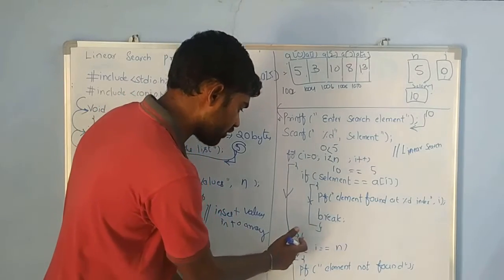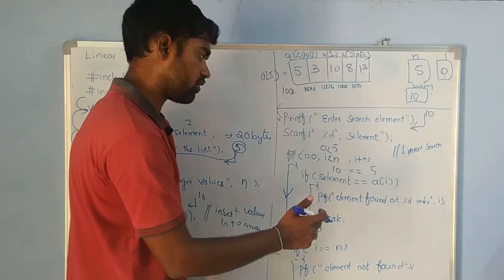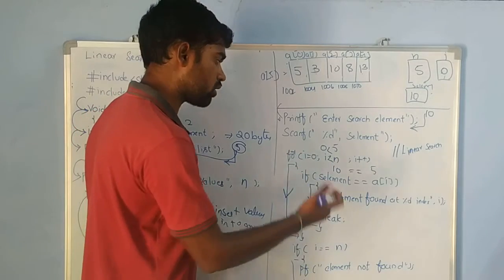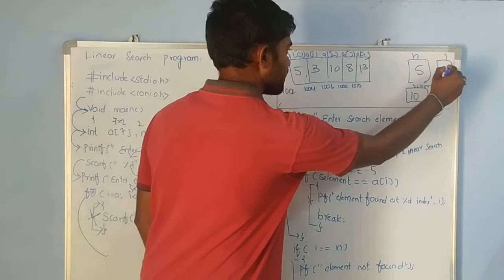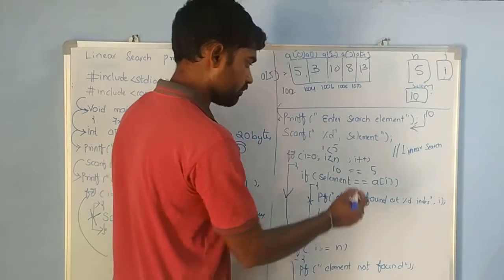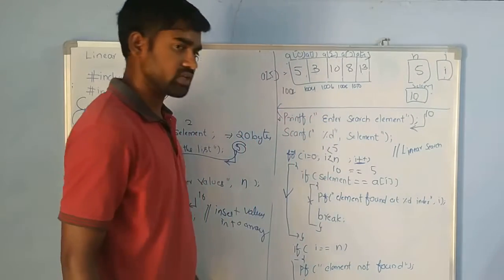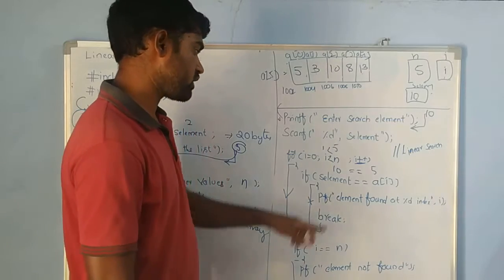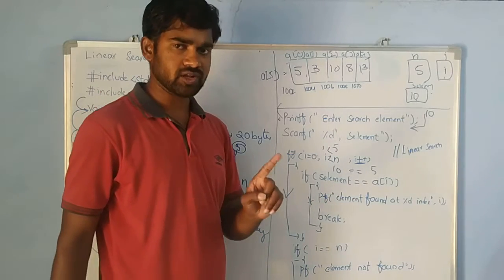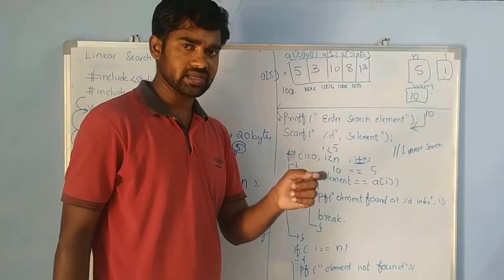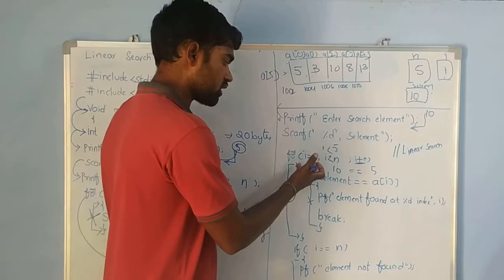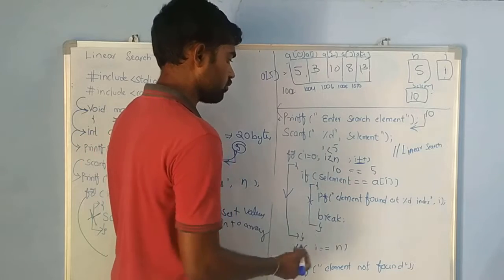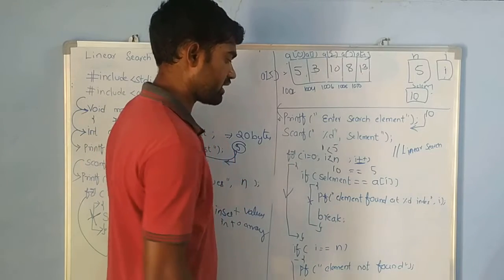So here again, the loop gets repeated with I equal to 1, because I is incremented by 1. Here we are using the post increment operator, so whenever the post increment operator is used, 1 is added to the existing value. Before, I equal to 0; now I equal to 1. So 1 less than 5, condition true or false?